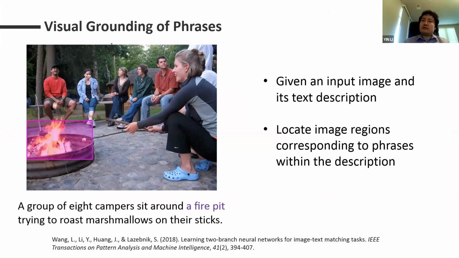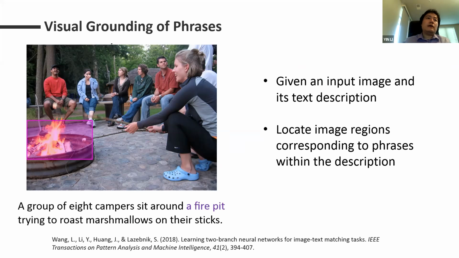So this is back about 5 years ago when I was still in grad school, and my friend and I were thinking about this problem. So now we have this nice image here. We have the text description associated with this image. So we want to figure out what are the image regions that are corresponding to the tokens within the sentence? And in particular, those image regions corresponding to the phrases within the text description.